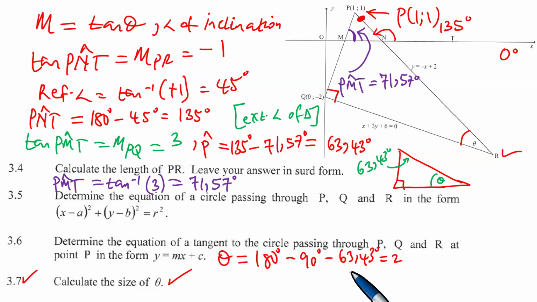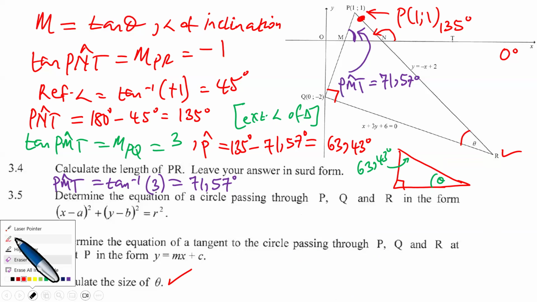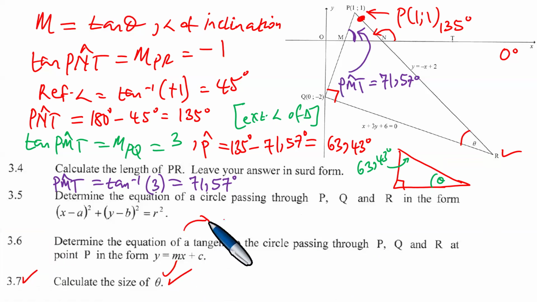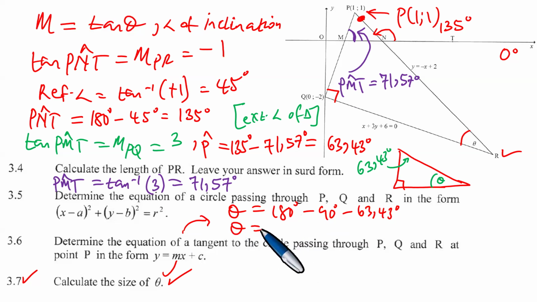We can write it a little bit above here. So the angle theta that is wanted is 180 degrees minus 90 degrees minus 63,43 degrees. Then the result is therefore 26,57 degrees.